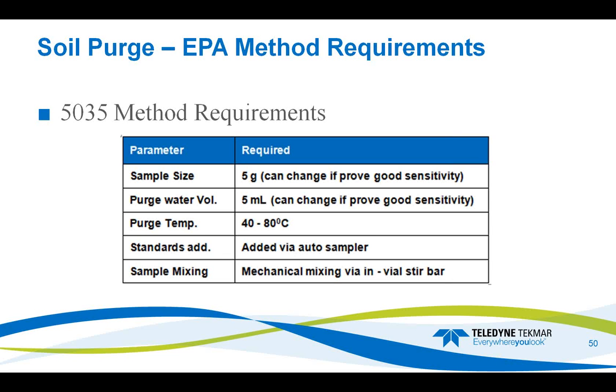Standards: your internal standard and your surrogate standard should be added by the autosampler. And then finally, there needs to be some type of mechanical mixing of that sample during purge. So in the case of the Atomx, we would be using a stir bar with a magnetic stirrer.